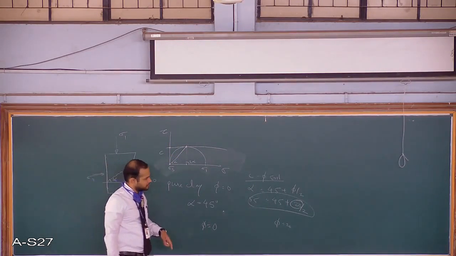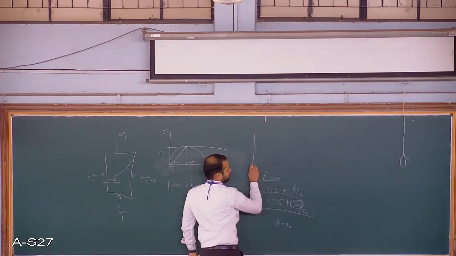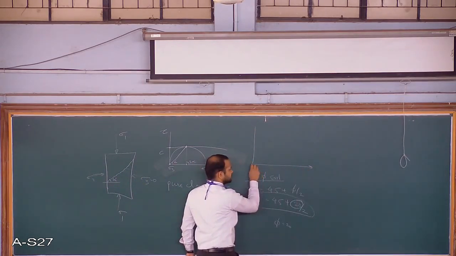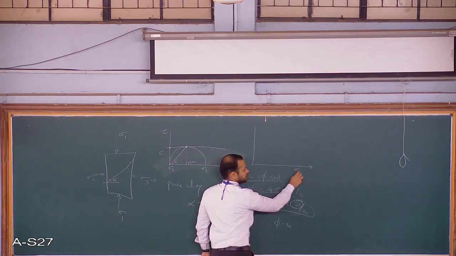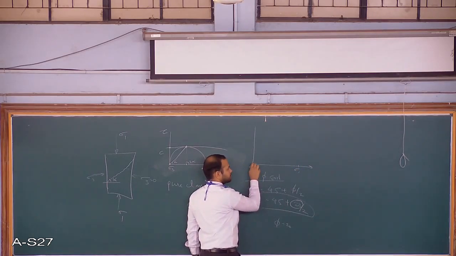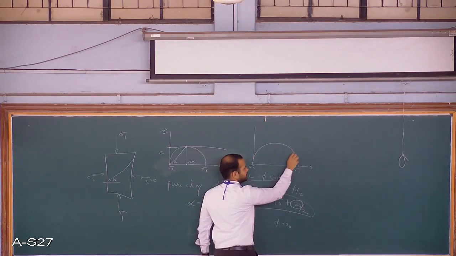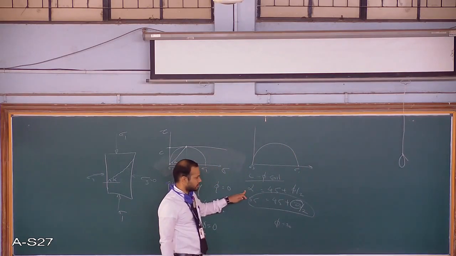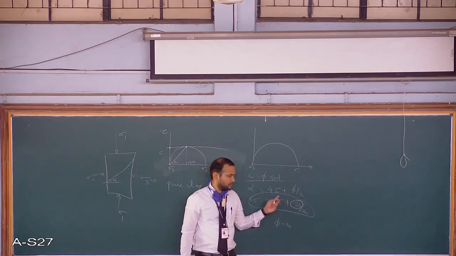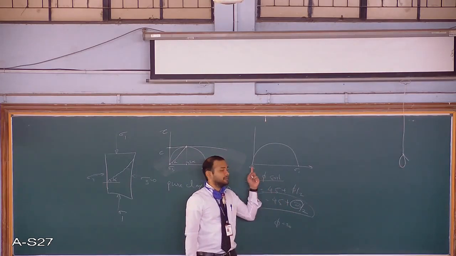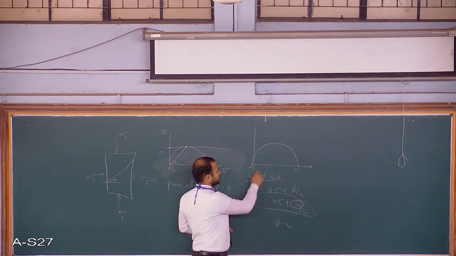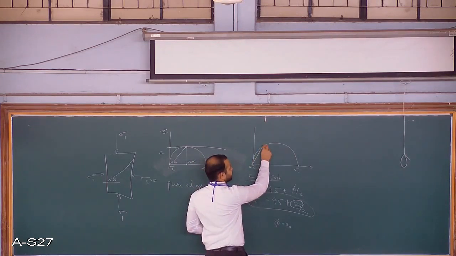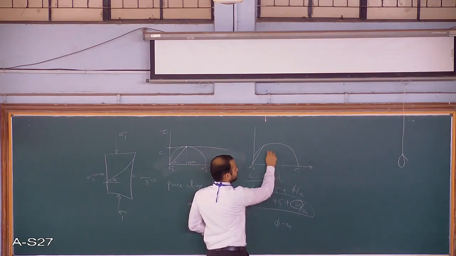Now come to the c-phi soil. Same procedure, you will have some sigma 1. Sigma 3 is always 0, so your Mohr circle will start from the origin. Now your alpha is not 45, it is 55. So it will be touching here somewhere. If you take from the center 2 alpha, it will touch somewhere.